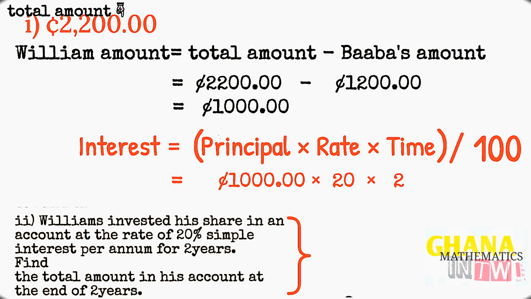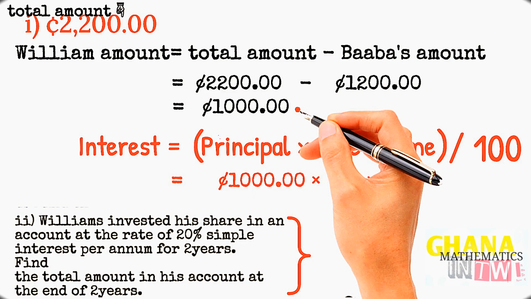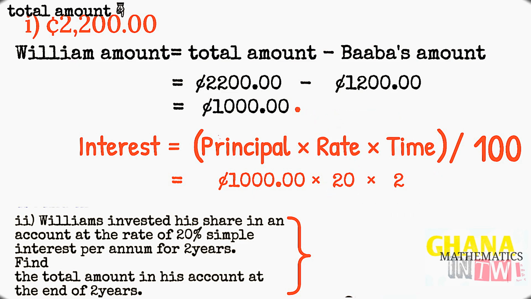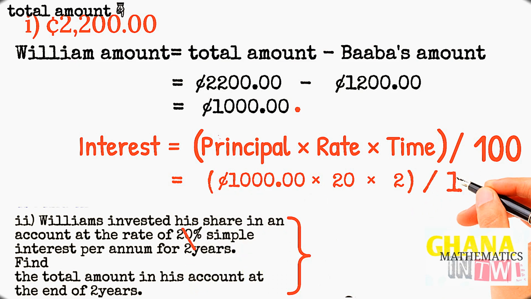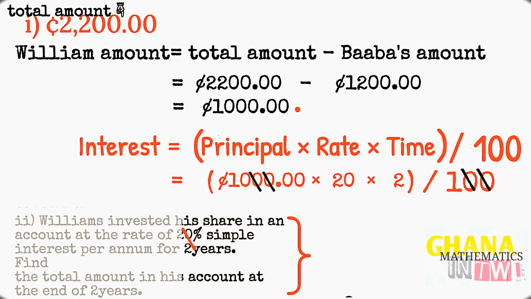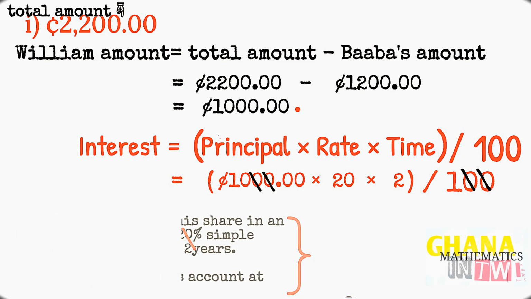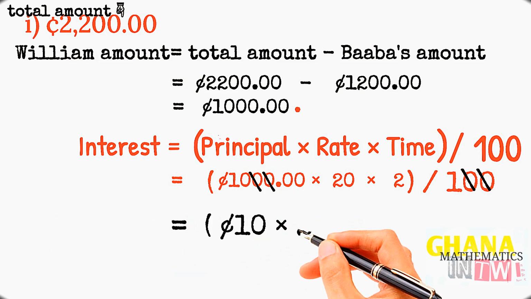So 1,000 cedis times the rate at the bank, 20, and the time is 2 years, all over 100. Since 100 has 2 zeros, these 2 zeros will cancel the last 2 zeros of the 1,000, remaining with 10 cedis. So we have 10 cedis times 20 times 2. I've cleaned the question.